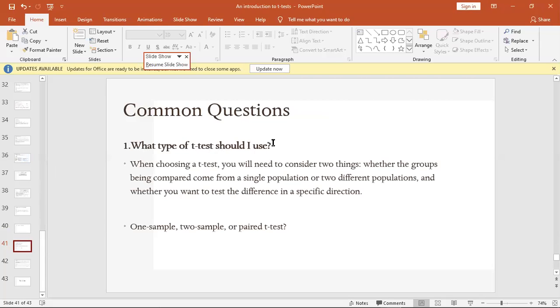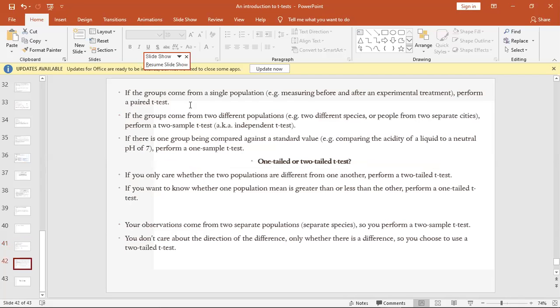What type of t-test should I use? Normally, this is a very common question most students ask. When using a t-test, you will need to consider two things. Whether the groups being compared come from a single population or different populations, whether the sample you take is from one population or two populations, right? The other thing is one sample, two sample or paired t-test. If the groups come from a single population, measuring before and after experimental treatment, you have to go for paired t-test. If the groups come from different populations, two different species, two different cities, or two different sets, you have to go for independent t-test.